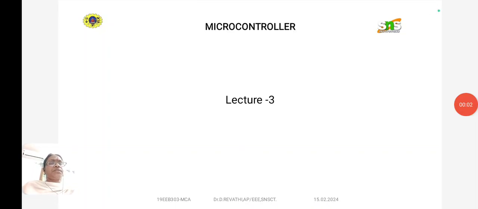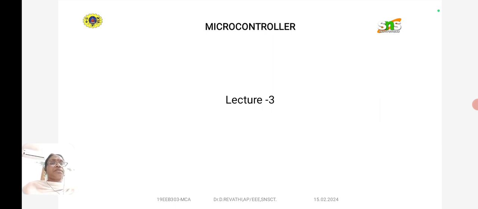Good morning. For the last two lectures, we discussed the basics of microprocessor and microcontroller: what is a microprocessor, what is a microcontroller, and the difference between them. In lecture series two, we discussed the architecture of 8086, which has two functional units, the bus interface unit and the execution unit. We discussed the functions they have in detail over the last two lectures.